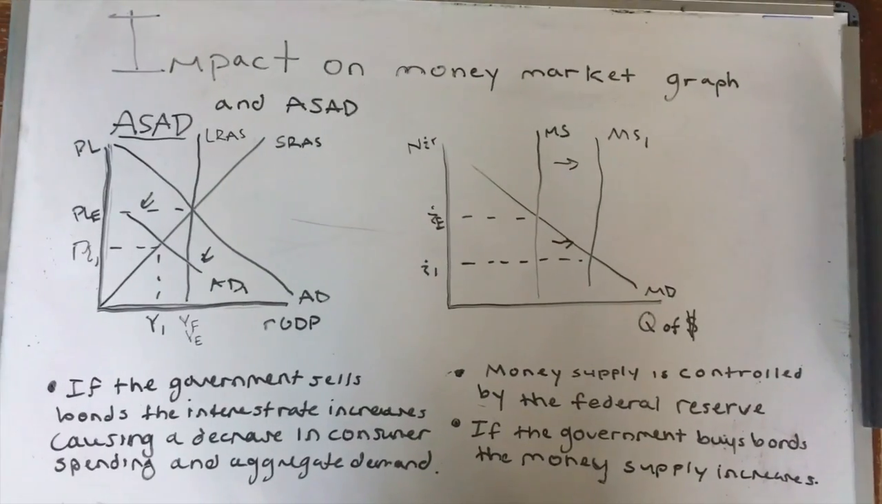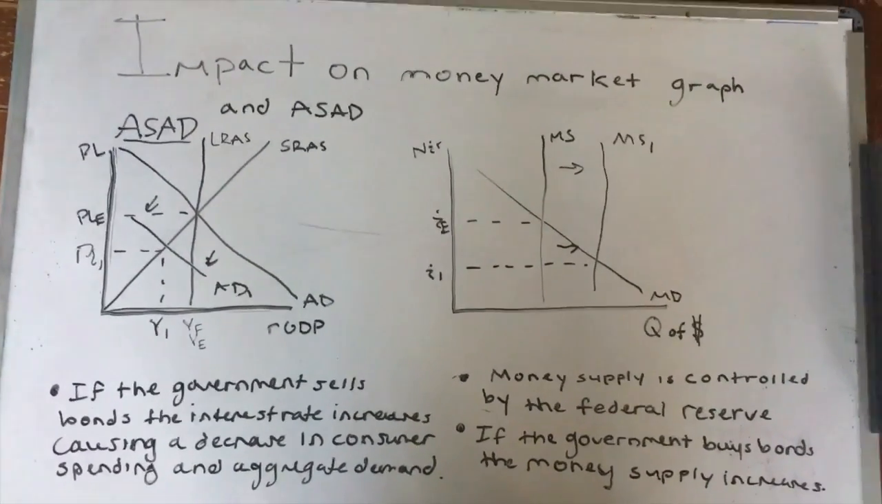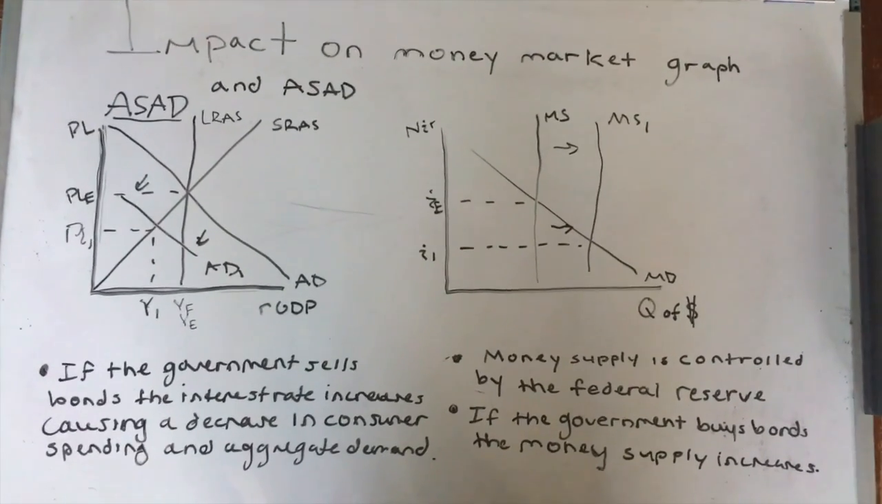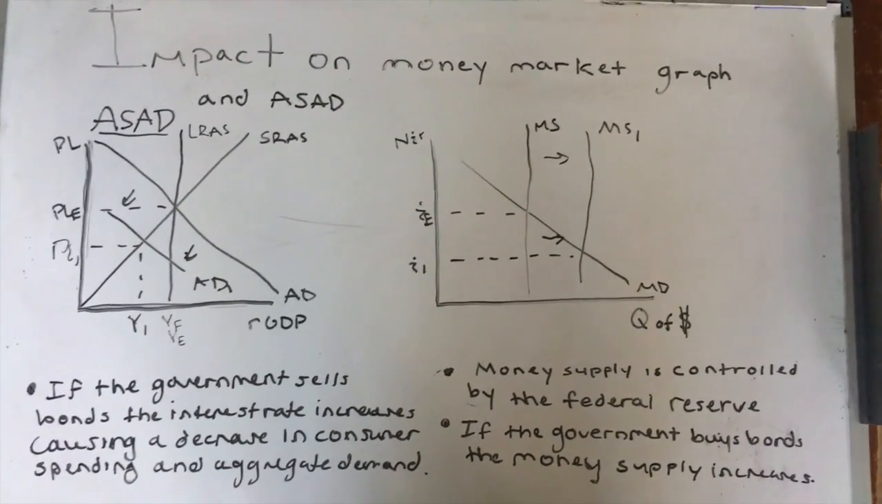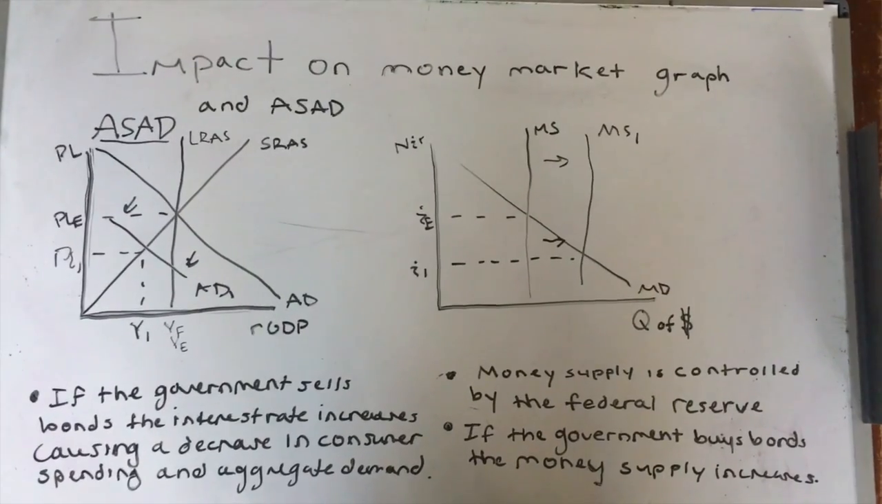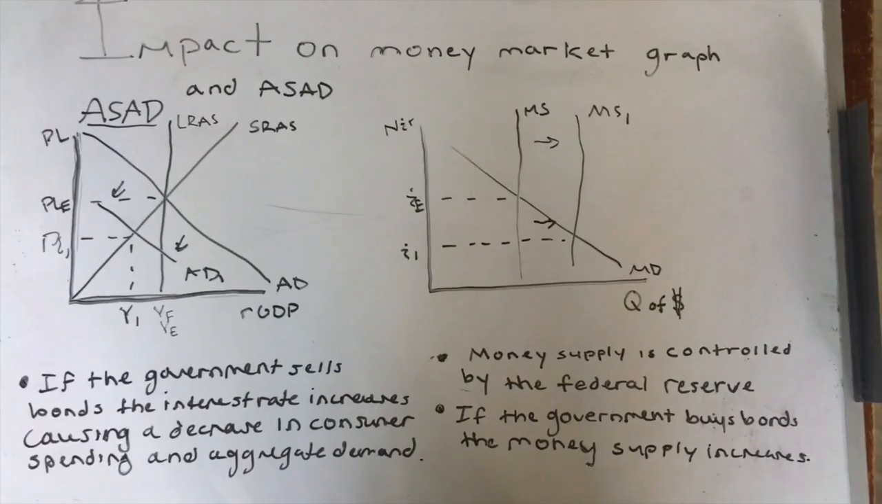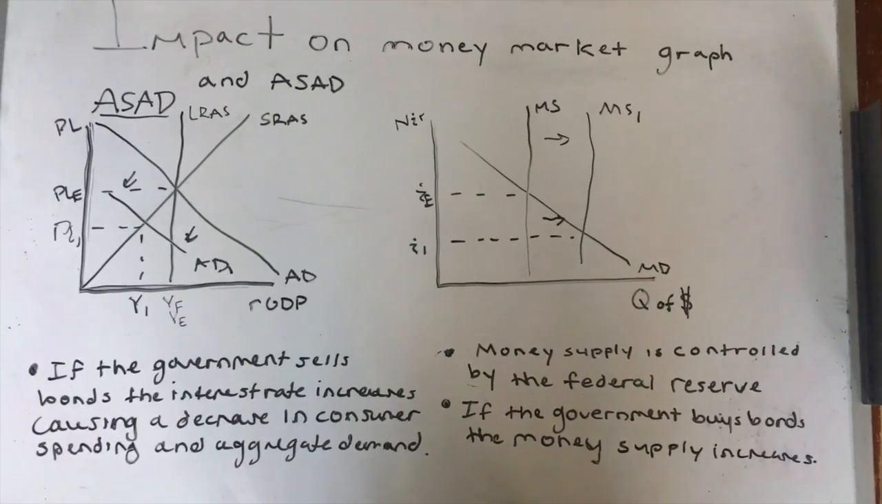For aggregate supply, aggregate demand, if the government sells bonds, the interest rate increases, causing a decrease in consumer spending and aggregate demand. For the money market graph, money supply is controlled by the Federal Reserve, and if the government buys bonds, the money supply increases.